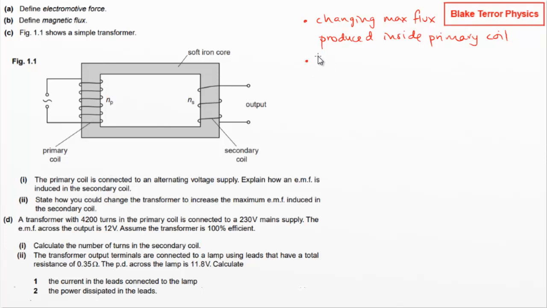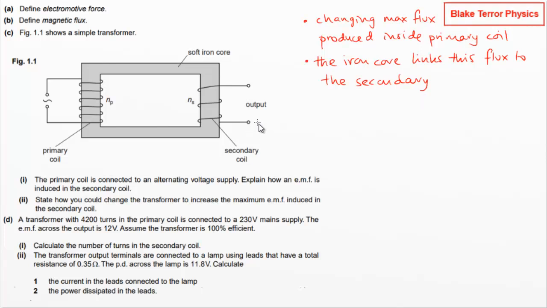We need to say something about the iron core. So the iron core links this flux to the secondary coil. This is where people can get really bogged down and confused as to what it is they should say. But don't make it too complicated. They're really not looking for a lot in these mark schemes. We're just saying that the role of the core is to link the flux from one coil to the other coil. So leave it at that.